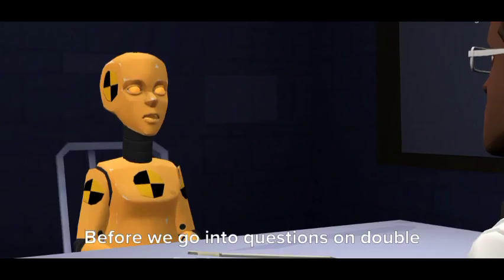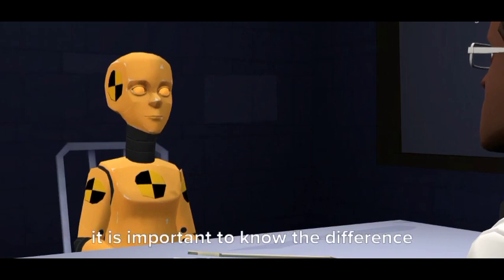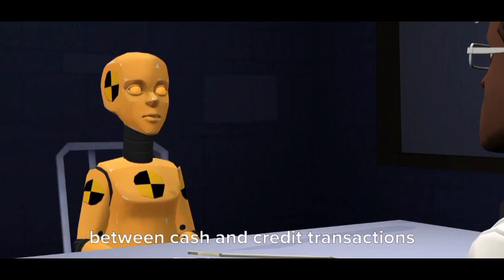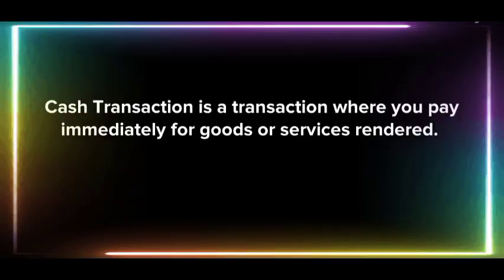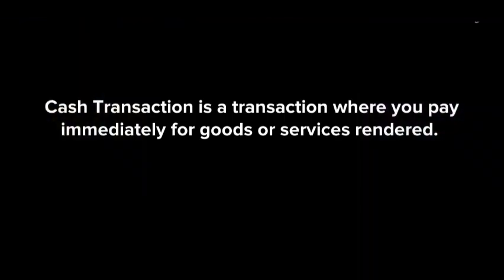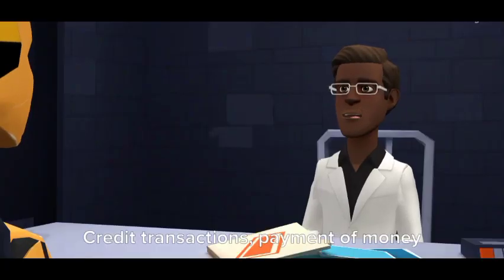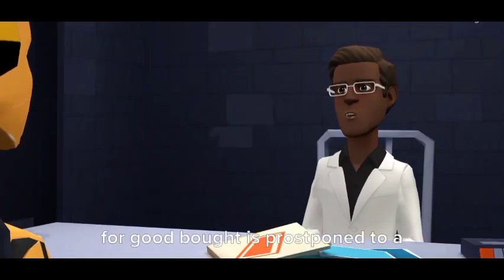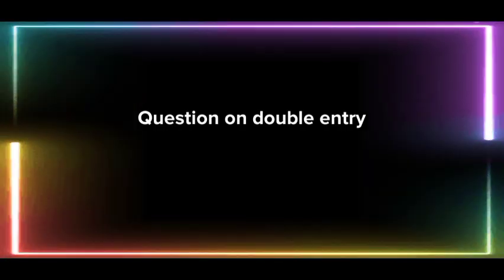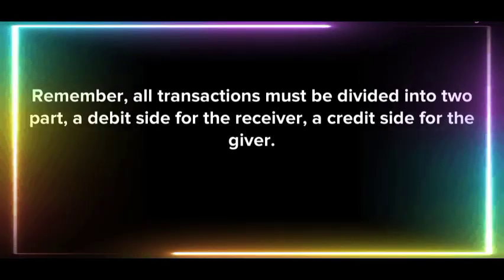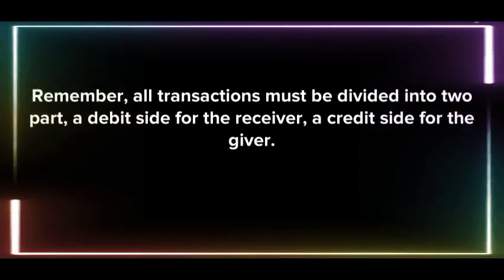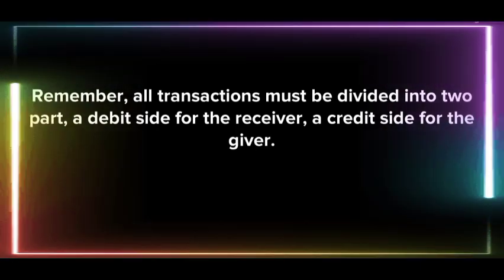Before we go into questions on double entry, it is important to know the difference between cash and credit transactions. A cash transaction is a transaction where you pay immediately for goods or services rendered. In credit transactions, payment of money for goods bought is postponed to a future date. Remember, all transactions must be divided into two parts: a debit side for the receiver, and a credit side for the giver.